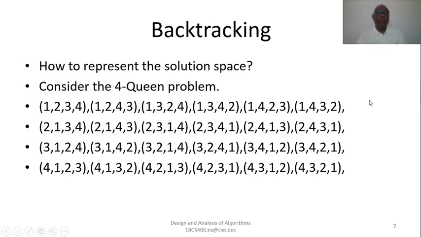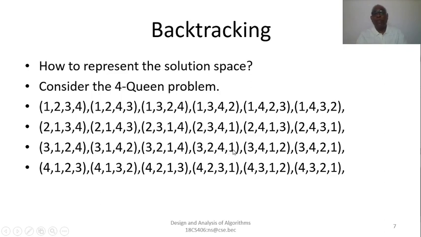These are all the possible tuples corresponding to the placement of 4 queens. 1, 2, 3, 4 is one possible tuple. That is, the first queen is placed in the first column, the second queen in the second column, the third queen in the third column, and the fourth queen in the fourth column. If you look at this tuple, the first queen is placed in the third column, the second queen in the second column, the third queen in the fourth column, and the fourth queen in the first column.